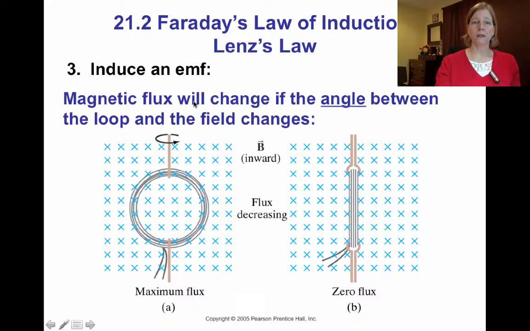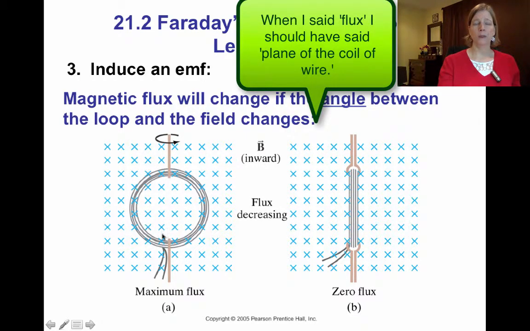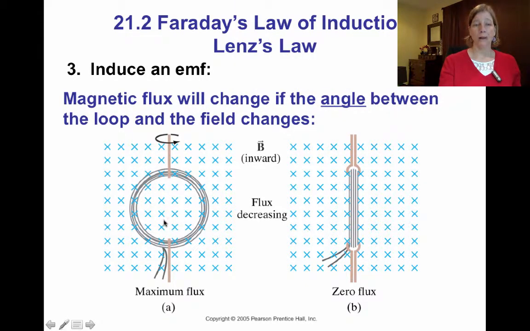And the third way we can induce an EMF is to change the angle. The magnetic flux will change if the angle between the loop and the field changes. Again, that falls out of the equation. The flux equals BA cosine theta, so we can change theta. So here, where the loop is perpendicular to the magnetic field, or theta equals 0, we get the maximum flux. And here, when we rotate it 90 degrees, there's absolutely no flux going through that loop of wire. The field is going into the page, and the wire is oriented so those field lines are just going parallel to the plane of the loop of wire, no flux.